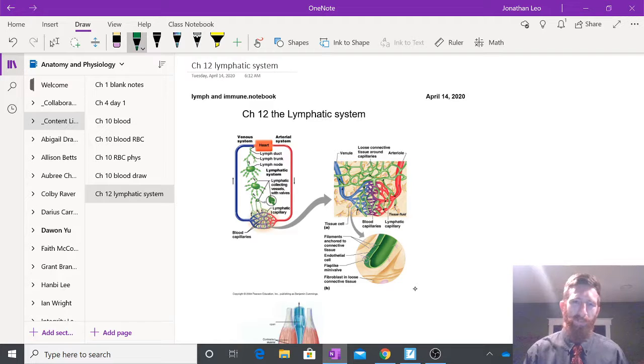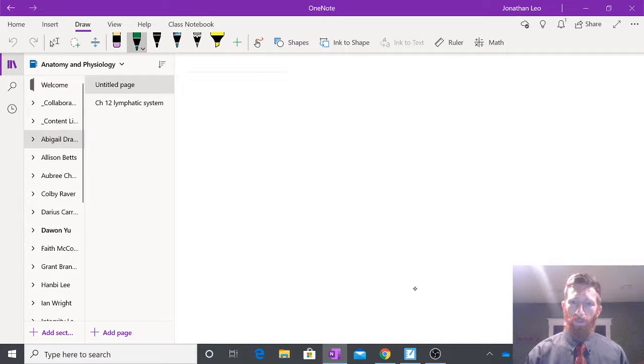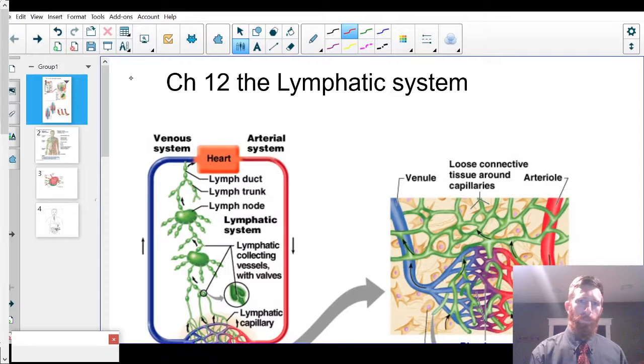Having said that, let's just jump right into content. We're talking about the lymphatic system today. We're moving into chapter 12, so we're done with blood. I believe that was chapter 10. I did put blank notes on OneNote, under content library, lymph system, and also in your notebook under class notes, at least when it refreshes. If you want to take notes that way, feel free. I'm going to use Smart Notebook software. The last comment that I saw, thank you, Shaylin, was red, so we'll use that. Go to full screen. All right, sweet.